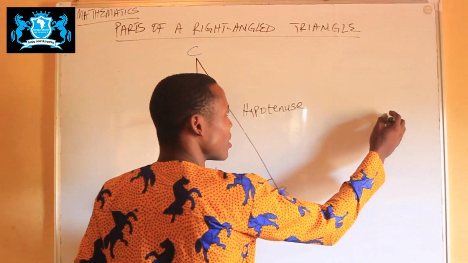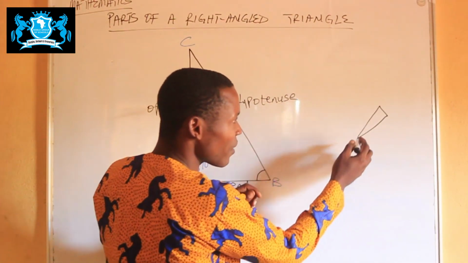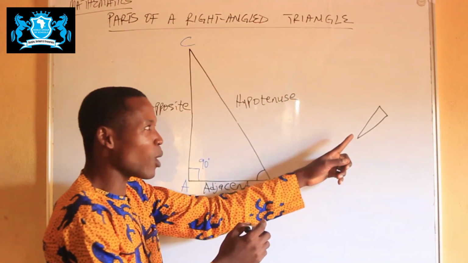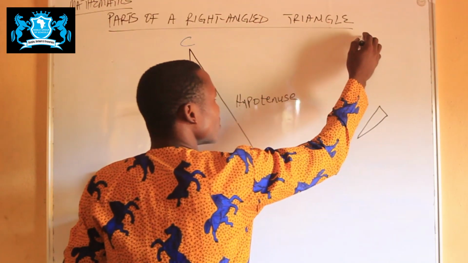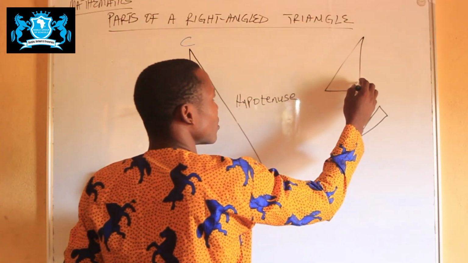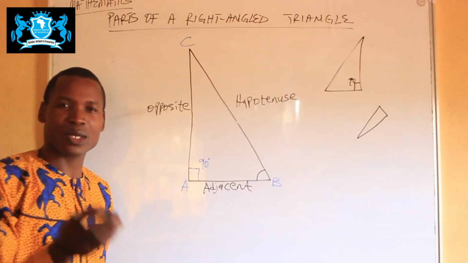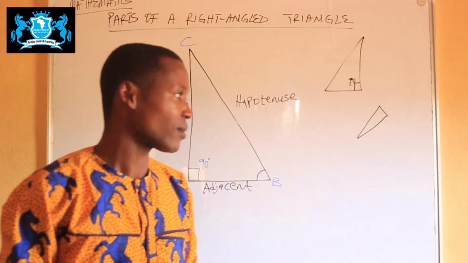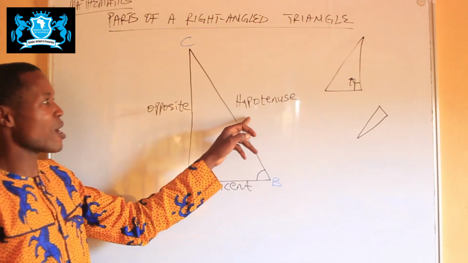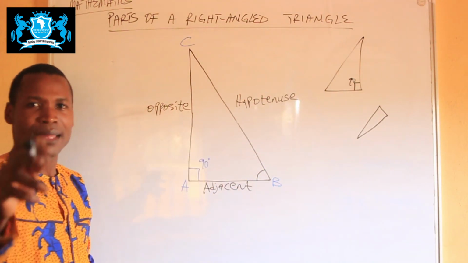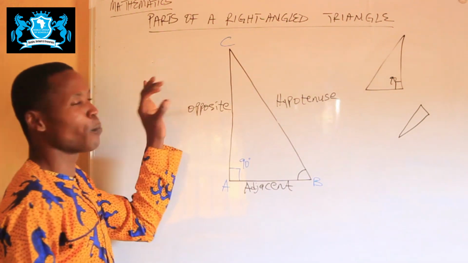Even if it is drawn this way. Even if it's drawn this way. Any part of the triangle that is the longest, even if it is drawn this way, once any longest part of the triangle is called a hypotenuse. So, because in this triangle, here is the longest part, so we call here a hypotenuse. The next thing is, the next side is what we call the opposite.